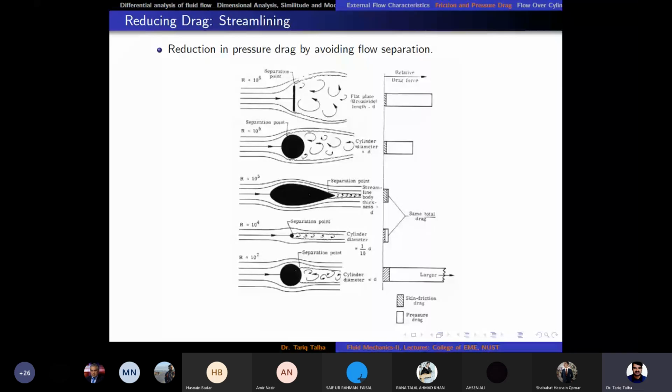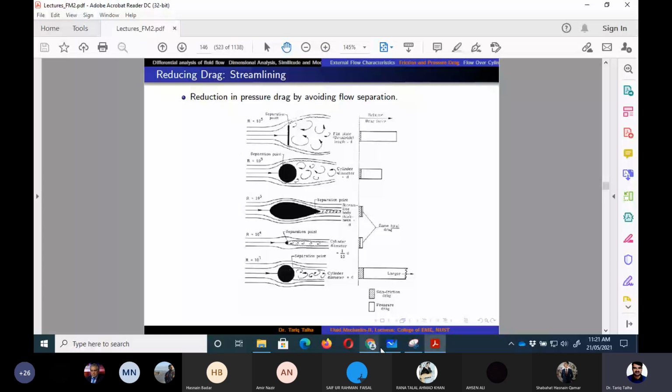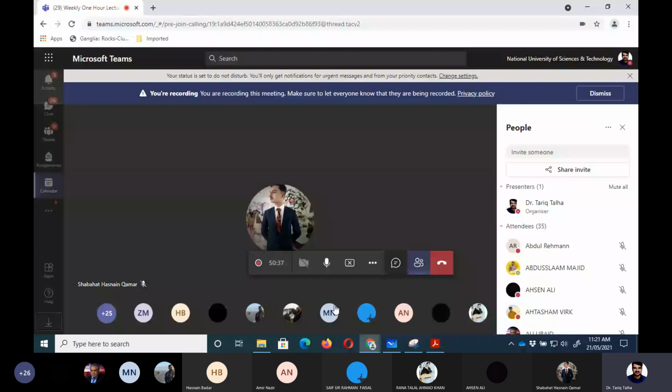Right. So I hope that the discussion of the characteristics of flow past some blunt bodies and streamlined bodies was helpful. If there is any question, you can ask.